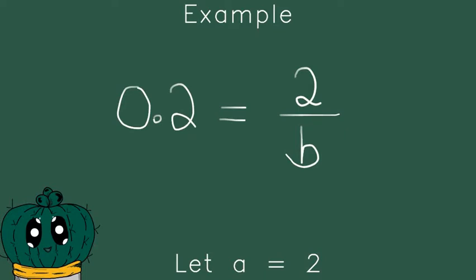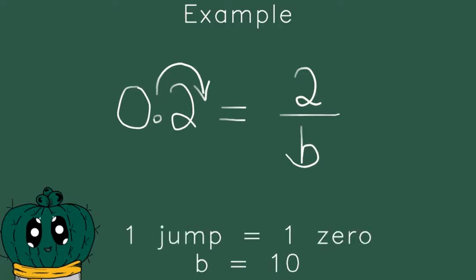Now the way you get the b is by looking at the decimal point and making it move to the right hand side, okay? Now when we try to move the decimal point in 0.2 over to the right hand side, we have to make it jump over the 2. We have to make it jump once. And because we're going to make it jump once, we're going to be putting 10 over here instead of the b, okay? Now one jump is going to be equal to a 1 and a 0.